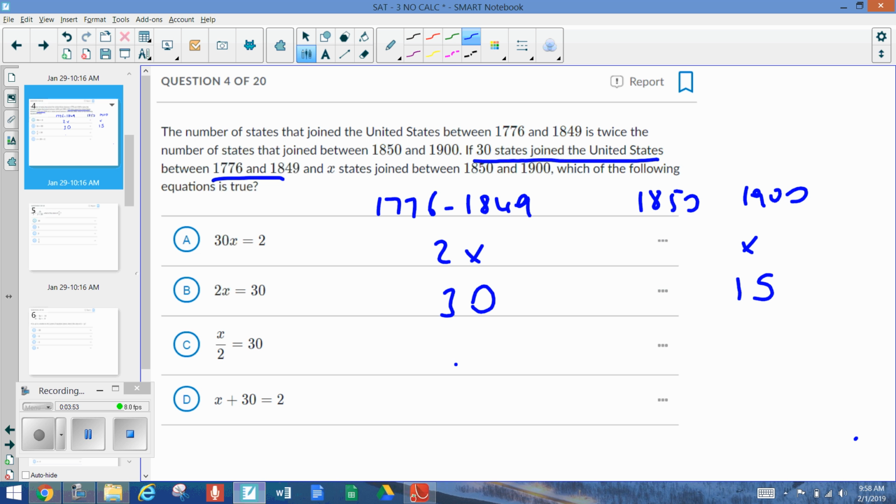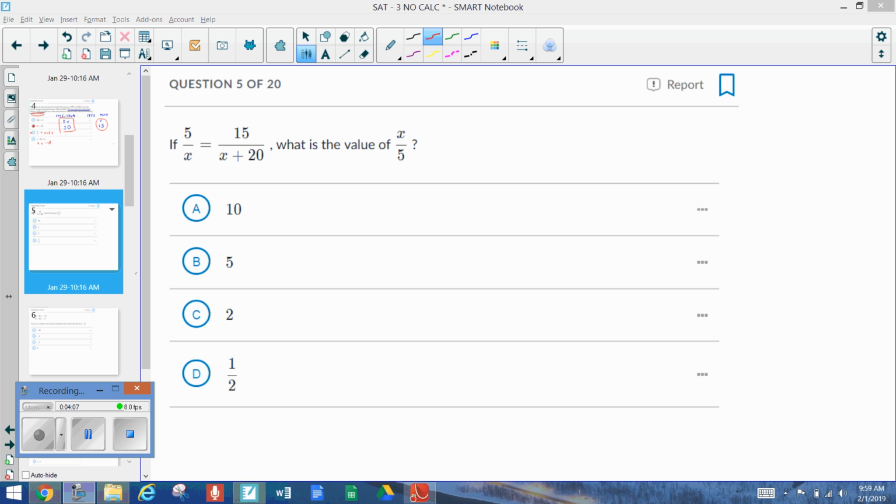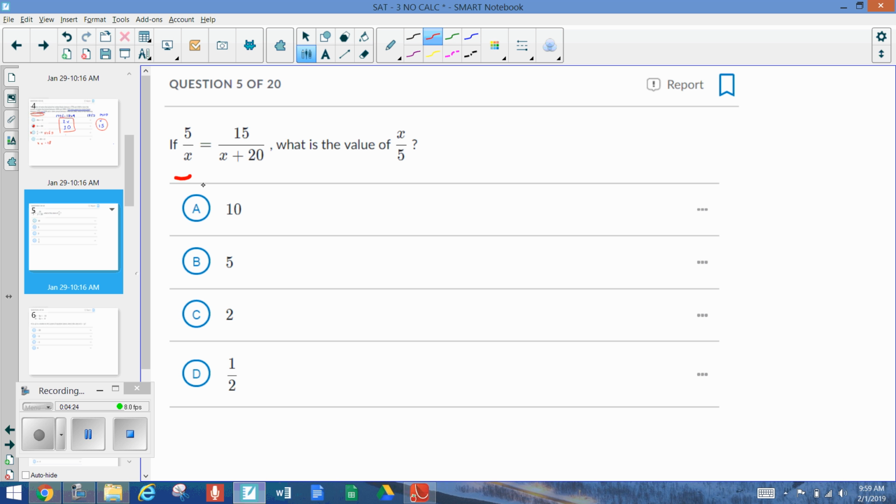So what is the question? Which of the following is true? First, what attracts your attention when you look at that? Fractions. So x is in reciprocal, right? Those are reciprocals. The question is x over 5, and it's given on the left-hand side, which is 5 over x.